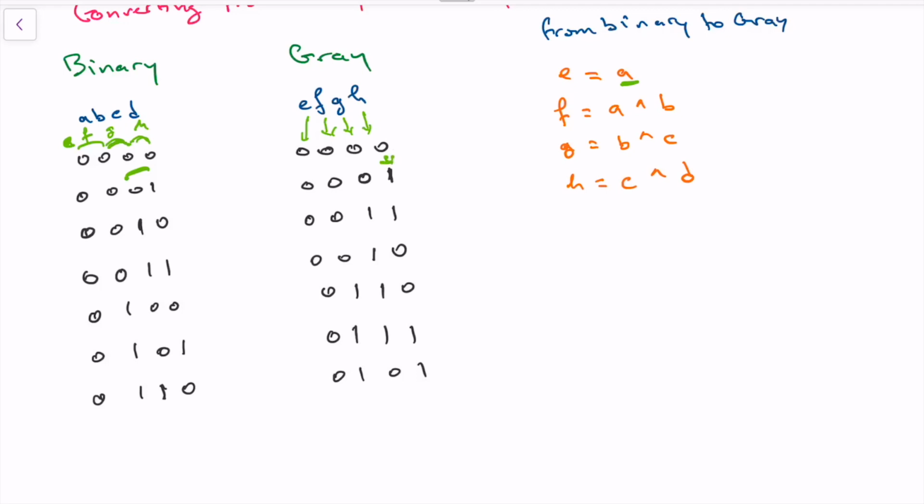Now if we go to the third example here, E is still 0, and then F is XORing A and B, so it's XORing these two, so that's 0. And then G is XORing 0 and 1, so that's 1. They are different, so that's why we have 1 here. And H is XORing C and D, and so XORing 1 and 0, that's 1. So that's why we have 0, 1, 1. And you get the idea if you continue.